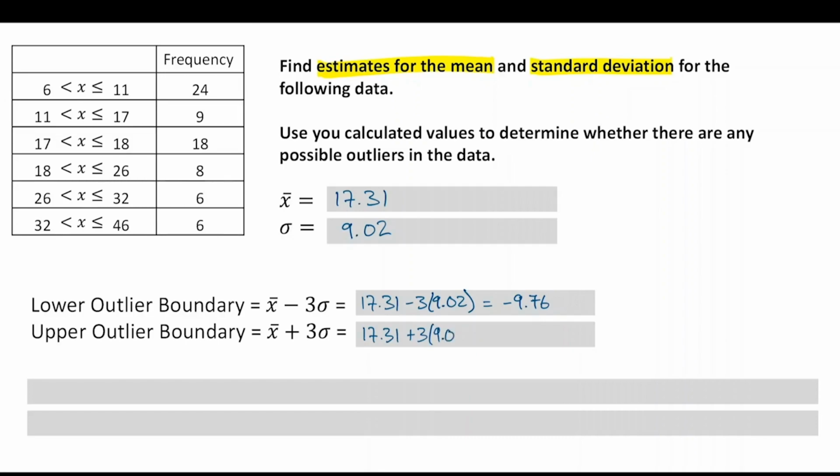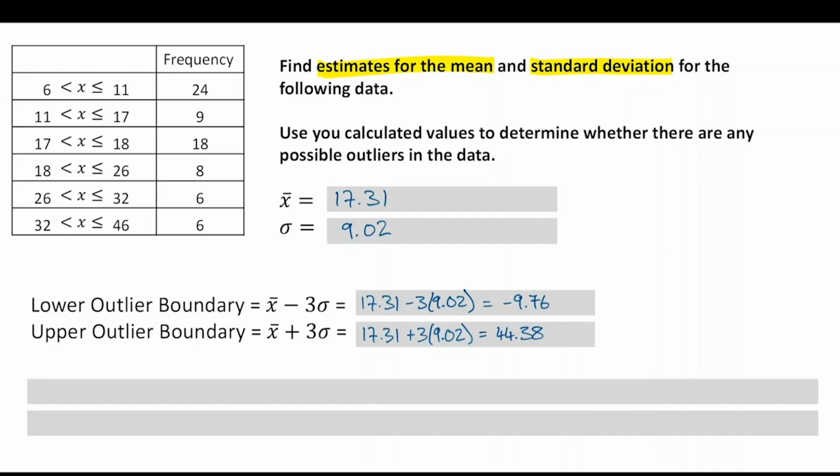The upper outlier boundary, 44.38. If there are any values bigger than 44.38, they would be considered to be outliers. Looking at the last interval, it finishes on 46, so there may well be outliers above 44.38. One of those 6 values might be 45. All 6 of them might be 45. All 6 of them might be 46. We don't know. So in our conclusion, we'll just say that there may be outliers at the top end.